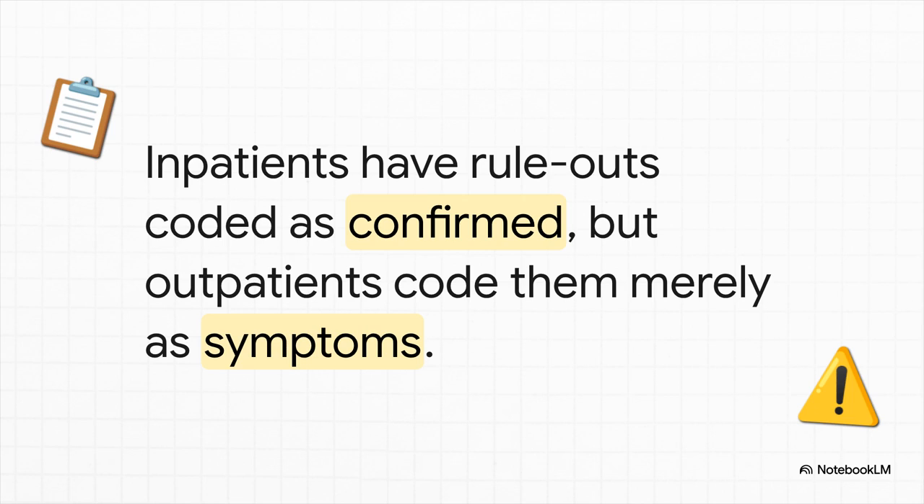Imagine a patient comes in with severe chest pain, and the doctor writes down, "Rule out myocardial infarction," basically a suspected heart attack. In a hospital inpatient setting, the resources used to figure that out are massive, so you actually sequence that "rule out" as a confirmed heart attack for the principal diagnosis. But in an outpatient clinic, no way. You absolutely cannot do that. Outpatient rules say an unconfirmed "rule out" is sequenced just as the symptom, so you'd code unspecified chest pain. Same exact patient, same doctor notes, totally different sequencing rules.